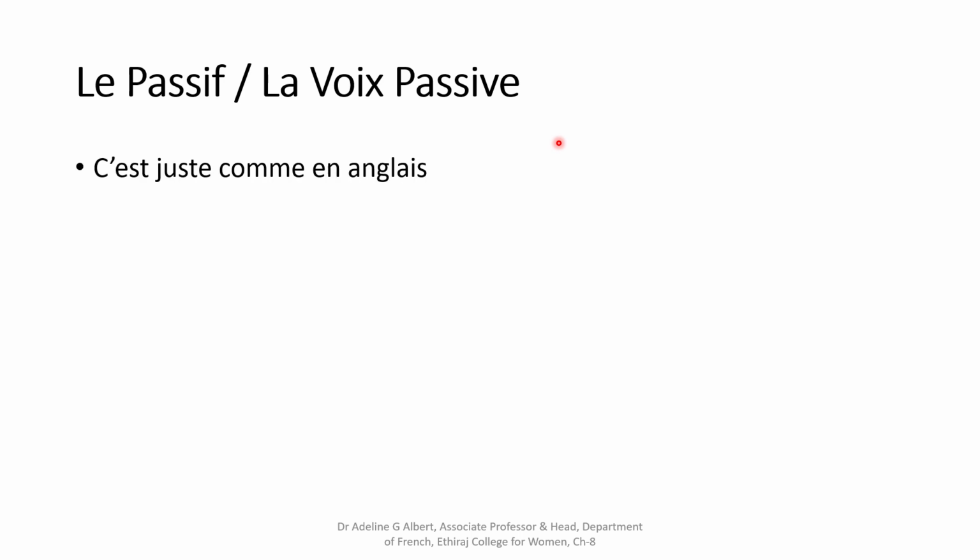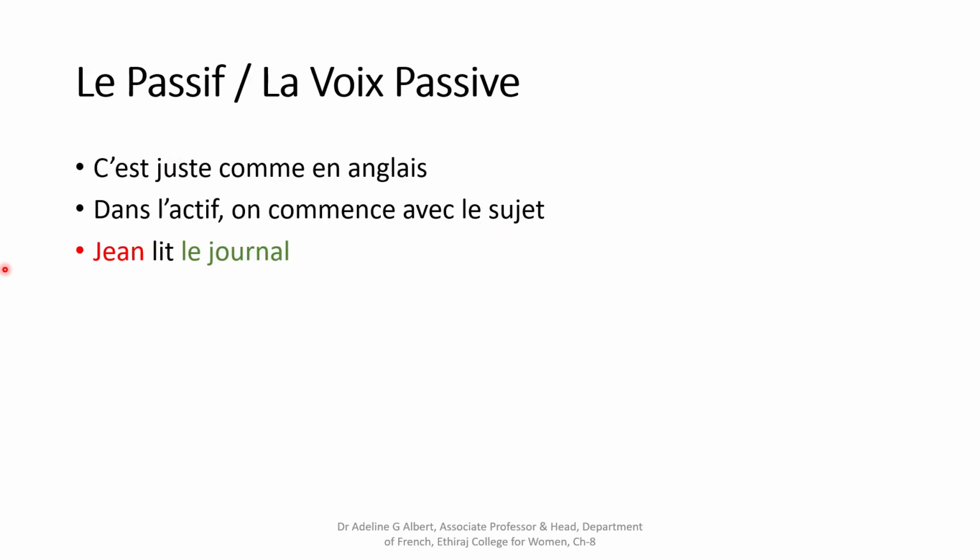Now, c'est juste comme en anglais. It's just like in English. Dans l'active, on commence avec le sujet. In the active voice, you start with the subject. D'accord? So, Jean lit le journal. Jean is your subject. Lit, he's doing the main action. He's reading. Le journal, the object. So here this is an active voice.